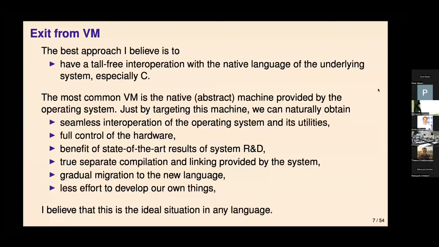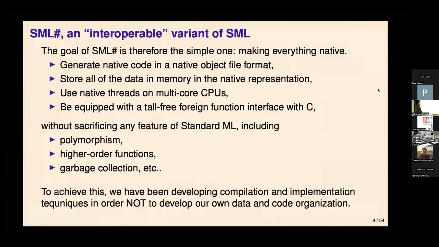I believe that this is our situation in any language, not only in SML#, but any language. So the goal of SML# is a very simple one: making everything native without elaborating our own things. This means we generate native code in a native object file format similar to C, and we store all of the data in memory in native representation, and we use native threads on multiple CPUs directly as provided by the operating system, and our language must be built with a total toll-free foreign function interface.